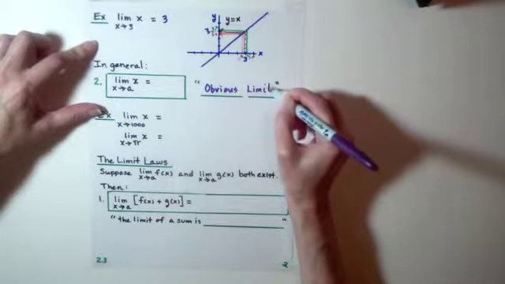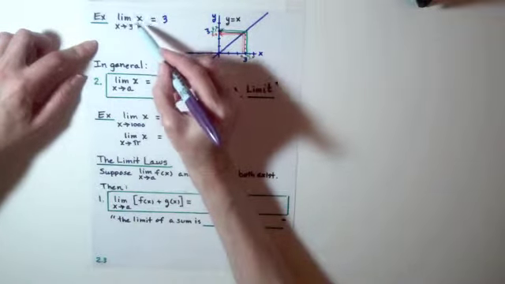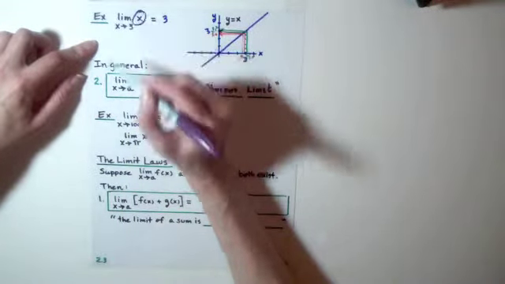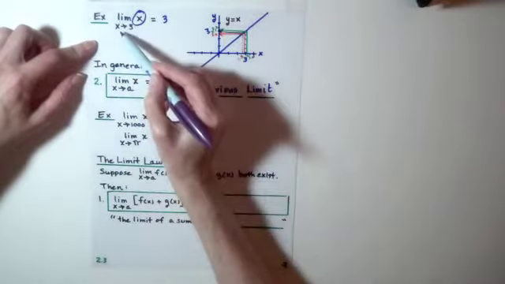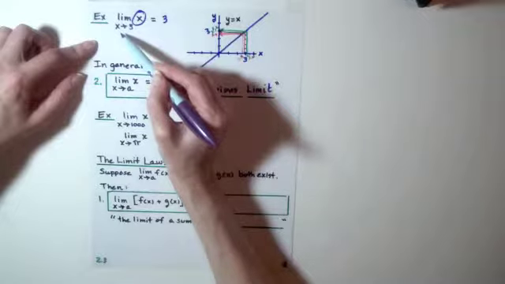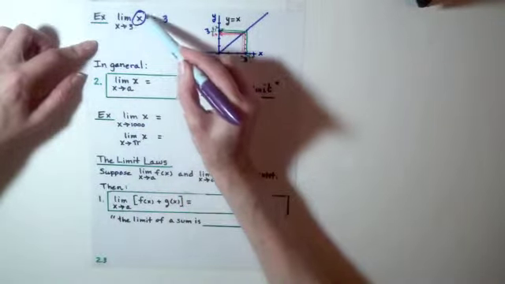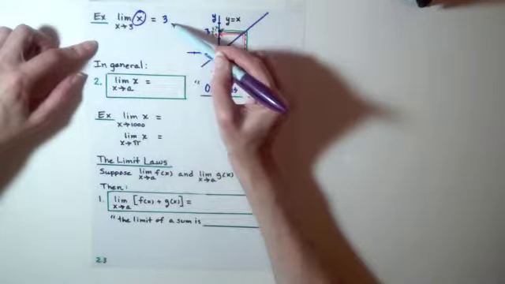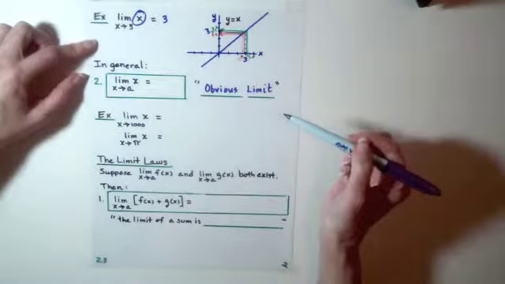And why is it called the obvious limit? It's because we're asking, as x gets closer and closer to 3, what's happening to x? Because our function is actually the same as just the x that we're allowing to approach 3. So as x gets closer and closer to 3, of course, this very simple function y equals x is going to get closer and closer to 3. And that's why we call it the obvious limit.